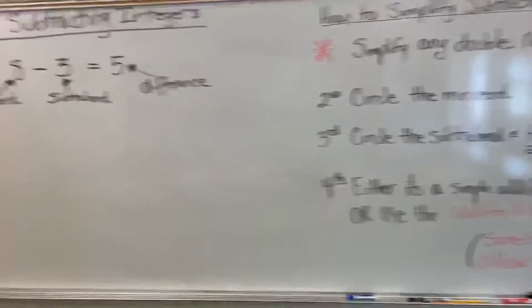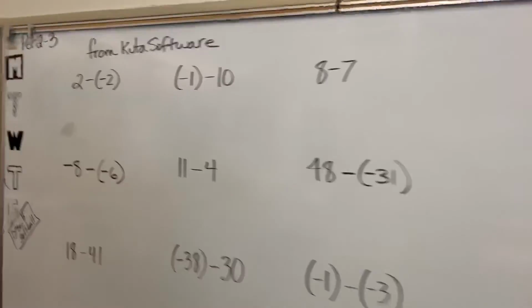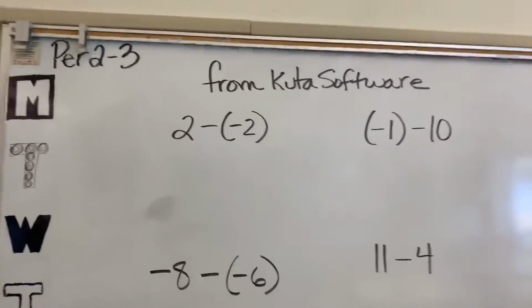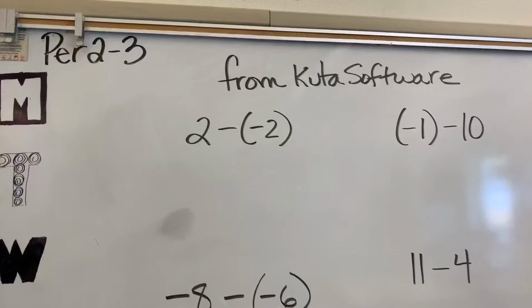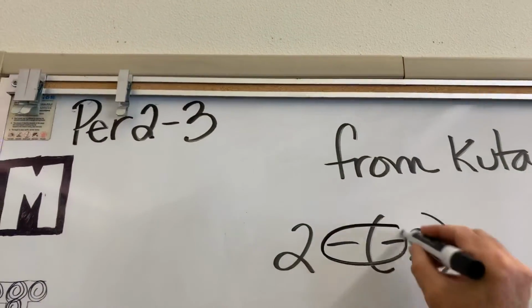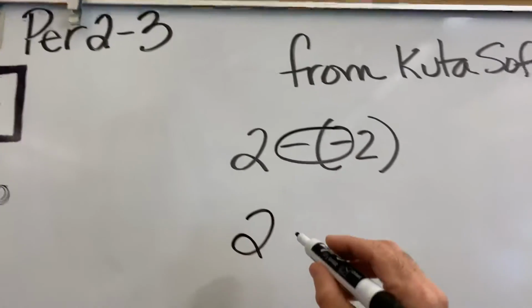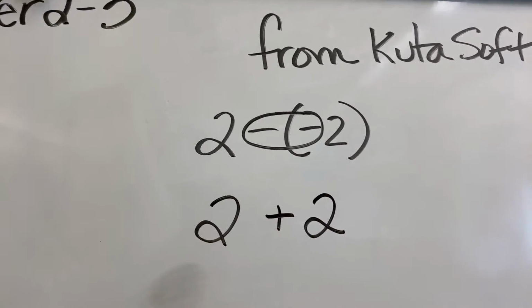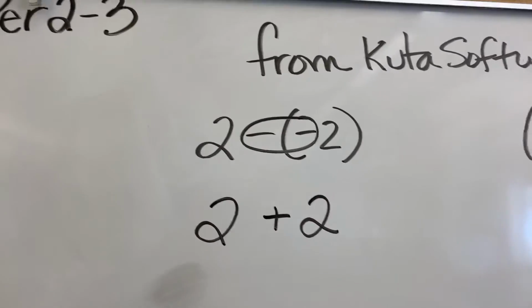So here are some problems that I wrote down from the CUDA software worksheet that I showed you earlier in the week. Okay, that asterisk, see the double negatives? I would circle and turn this problem into 2 plus 2. I don't have to explain what 2 plus 2 is.